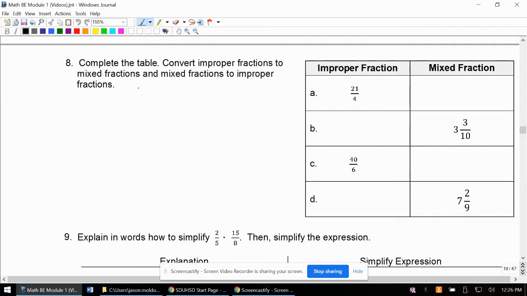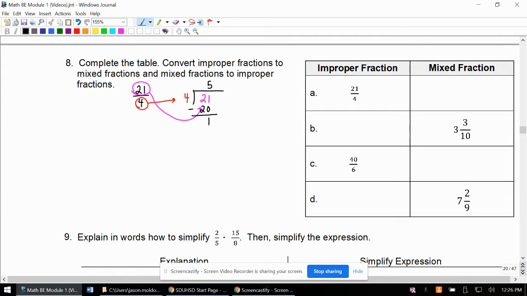And what we need to do with 21 over 4 is we're going to long divide this. We're going to take the denominator, and that is going to go outside. We're going to take our numerator, and that's going to go inside. And we're going to figure out how many times does 4 go into 21. 4 doesn't go into 2, so 4 goes into 21 5 times. 4 times 5 is 20, with 1 left over.